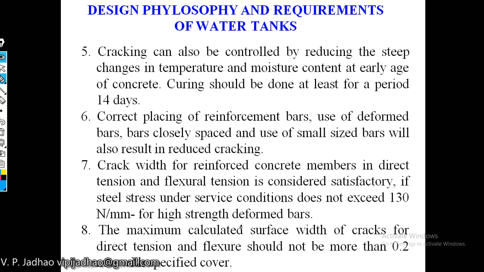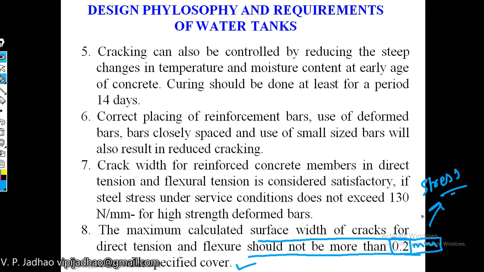Then the maximum calculated surface width of crack for direct tension and flexure should not be more than 0.2 mm, with specified cover. So how will we get this 0.2 mm width limit? We will limit the stresses which are developed in the concrete, so that the maximum width of cracking is 0.2 mm.